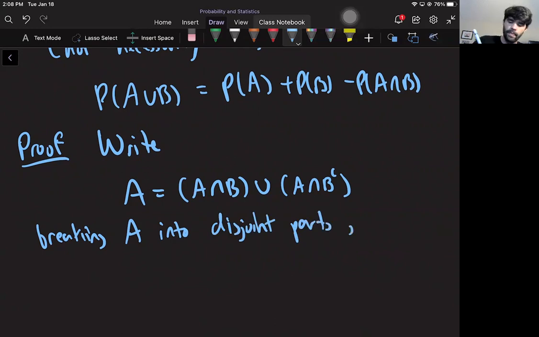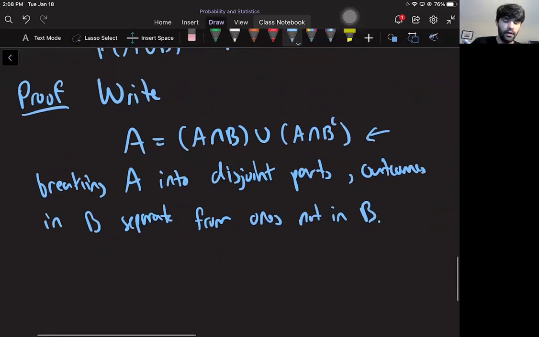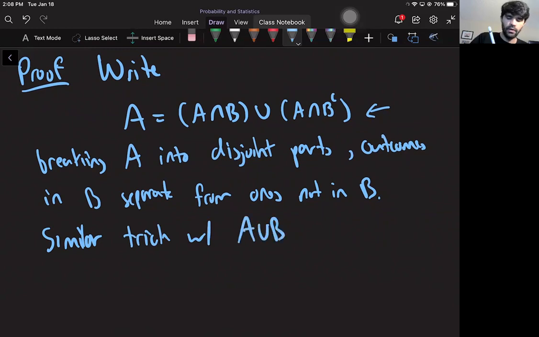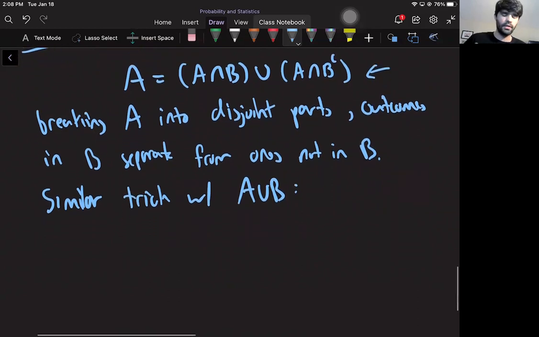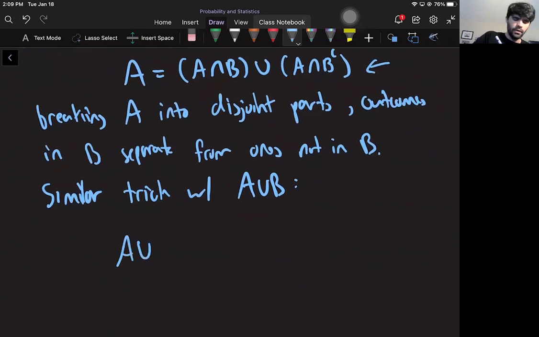So the outcomes in B separate from the ones not in B. Okay, so keep that in your back pocket for later. And then we're going to do a similar trick, but with A union B. So it's a bit weirder. A union B is its own set. It's the set of things where you take all of A, take all of B, put it all together.